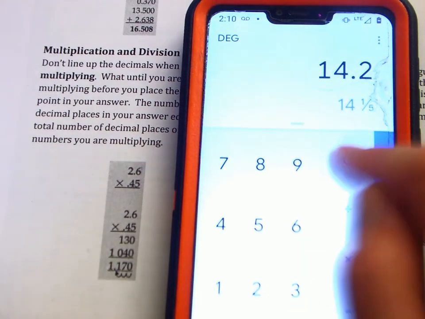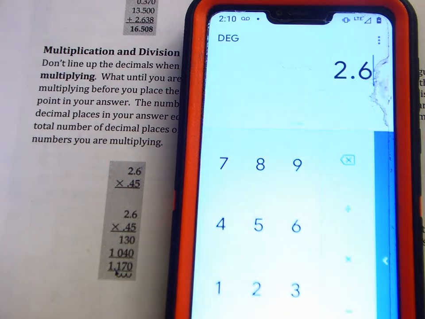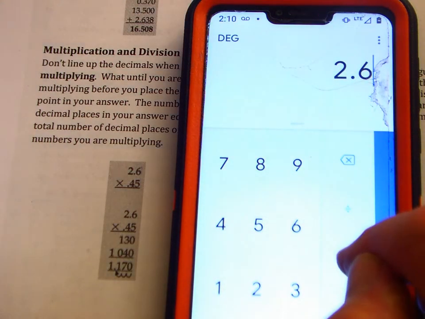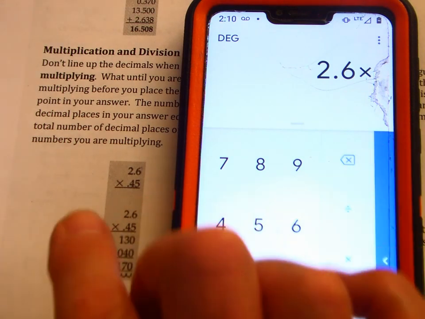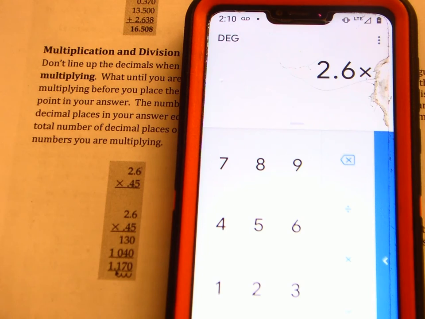2.6. So let me clear it. 2.6 times. By the way, when you're multiplying, you can start with the 2.6 or you can start with the 0.45. Multiplying and adding, it doesn't matter what you start with first. But subtraction and division, it's important that you start with the right one.